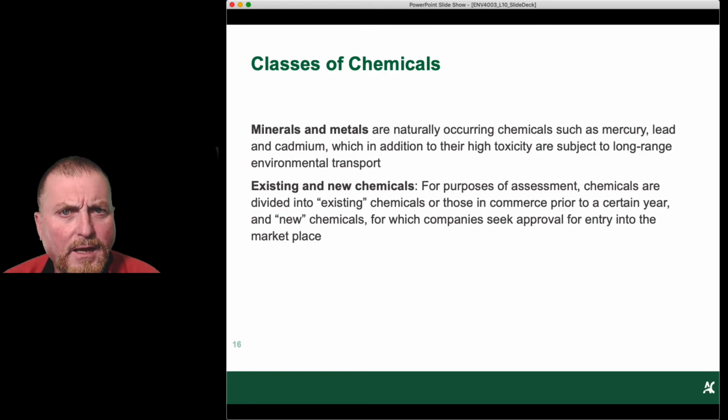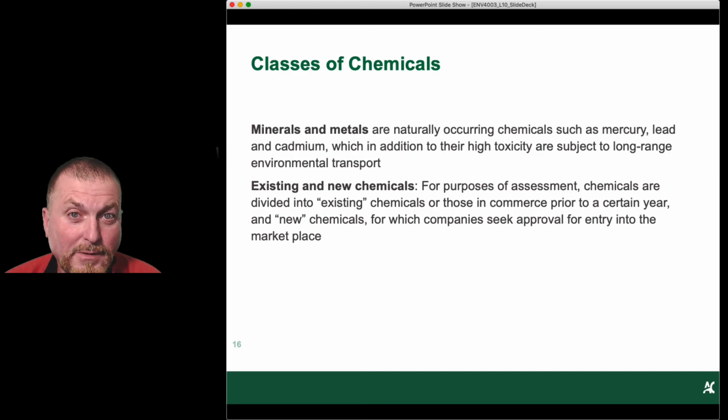And then, as I was saying, we also now talk about chemicals often as existing and new chemicals. So for us in Canada, existing chemicals are those that appeared on the Domestic Substances List when it was formed under the powers of CEPA 1999. And any chemicals coming in after that point are known in Canada as new chemicals. In other words, they had to have gone through a pre-market assessment.